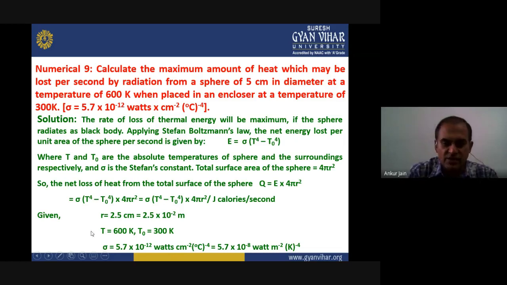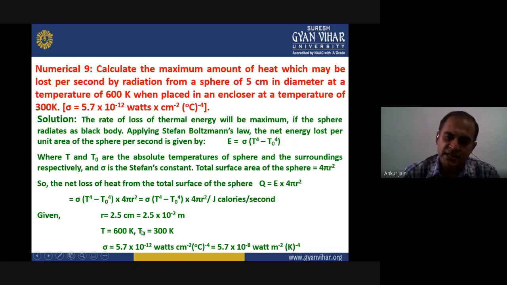So putting the values here, we can change this expression to divide by J, so it will convert to calories per second. It was here in joule, we can convert it into calories per second. Now we know the values given. R equals 2.5 centimeter because the diameter is 5 centimeter. That will be equal to 2.5 into 10 to the power minus 2 meter.